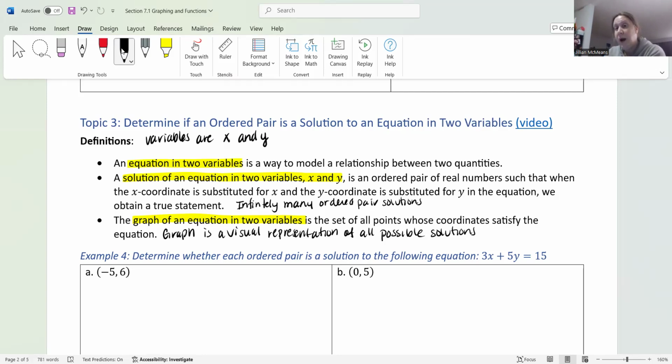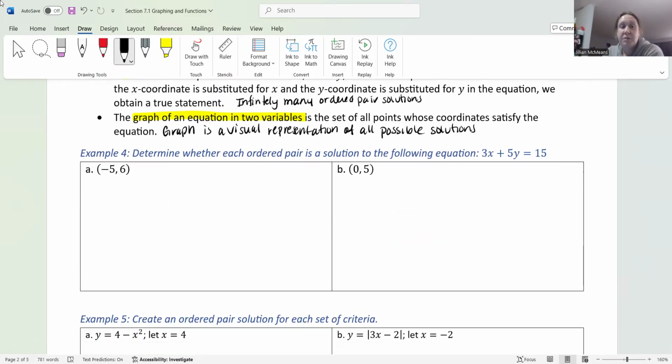So we use the graph just to represent, hey, this is what the equation looks like. Therefore, this is what the solution set looks like. It's all of the ordered pairs that make up this graph. Again, it's all of the ordered pairs whose coordinates satisfy the equation. It's kind of a trippy idea. Hopefully this will make more sense as we progress through this chapter.